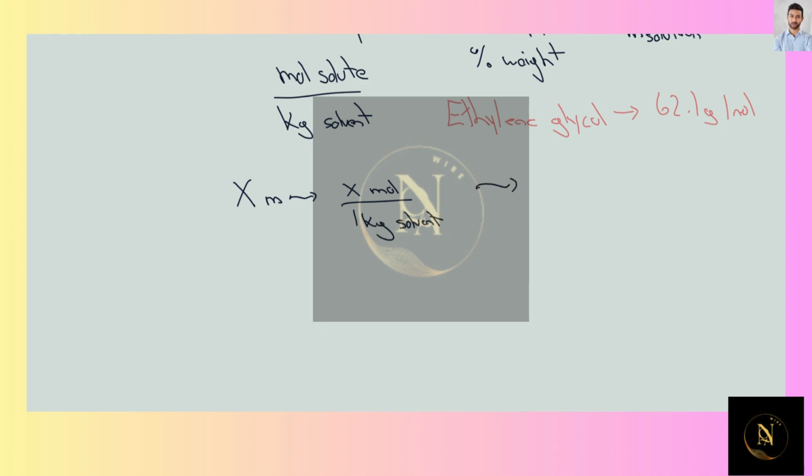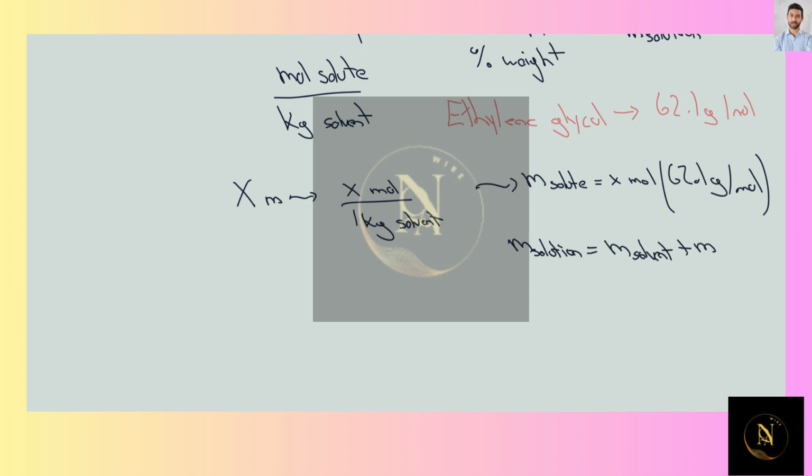From here, what we can get is the amount of mass of the solute, which is going to be equal to the amount of mole that we had, X moles, multiplied by the molar mass, in this case 62.1 grams per mole. And this is going to give us the mass of the solute. Now the mass of the solution is going to be equal to the mass of the solvent plus the mass of the solute.